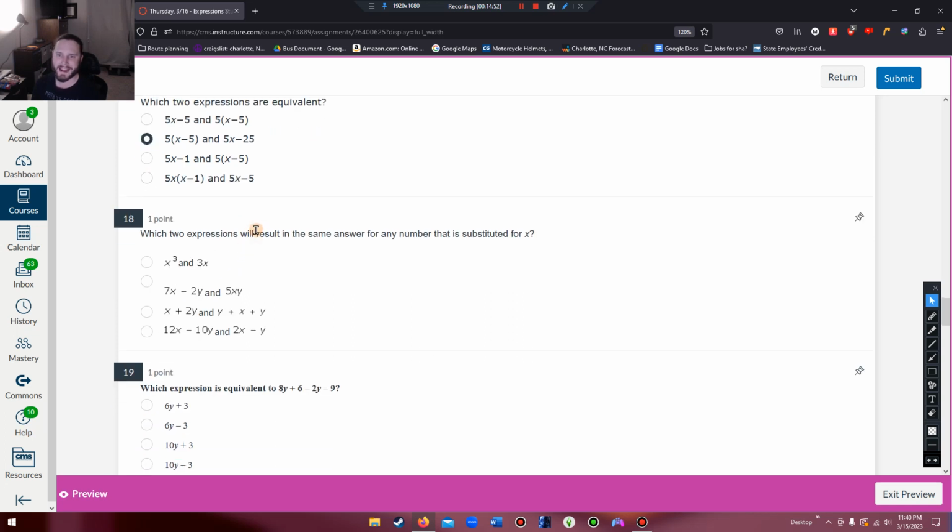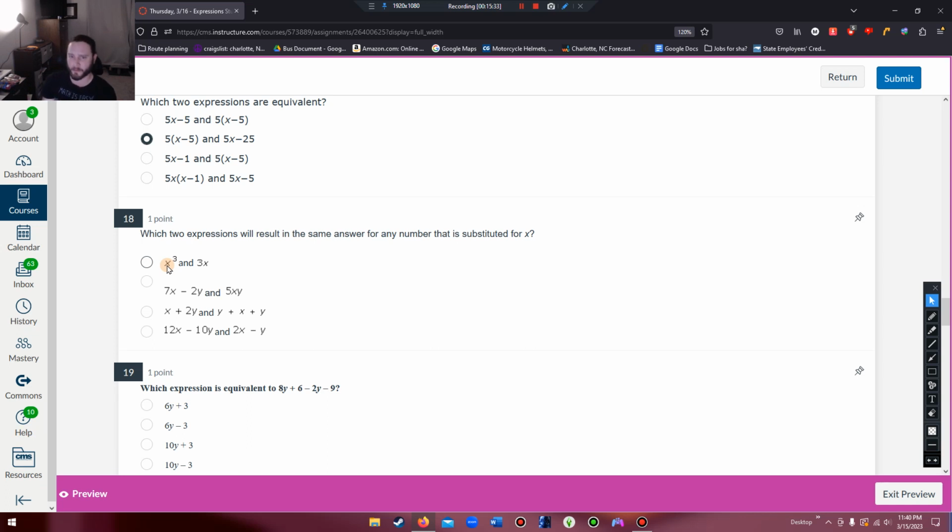For number 18, which two expressions were the result of the same answer for any number substituted with x. It's just asking which of these two expressions will be exactly the same. So A says x to the third power and 3x are the same. No, we know that that's not true. X to the third power would be x times x times x. 3x would just be 3 times x. Those are different. The next one, it says 7x minus 2y, and they said it could be 5xy. No, we know full well because one of them has an x, one of them has a y. They don't combine. You can't subtract them.